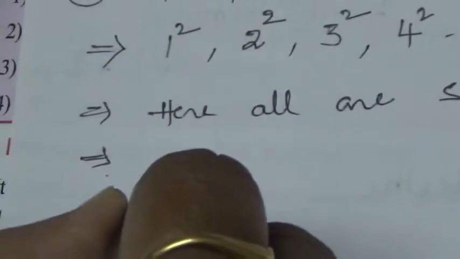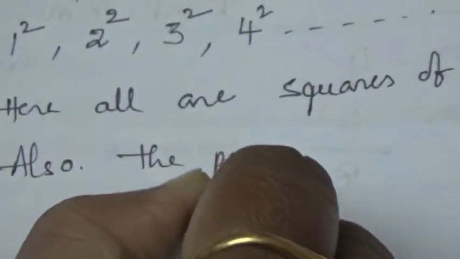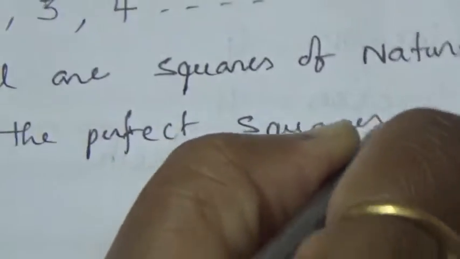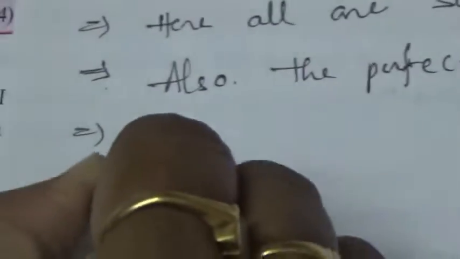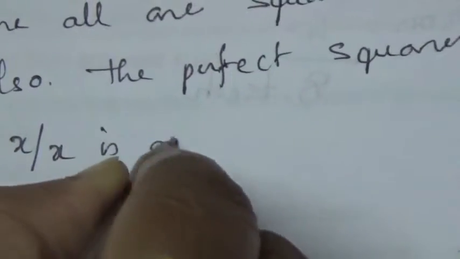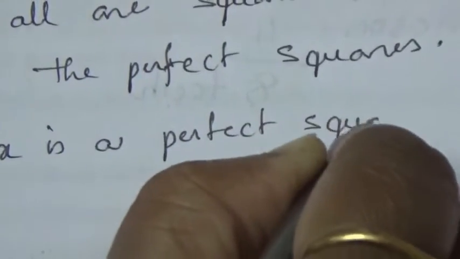Also the perfect squares, right? In set builder form we can write it as x colon x is a perfect square.